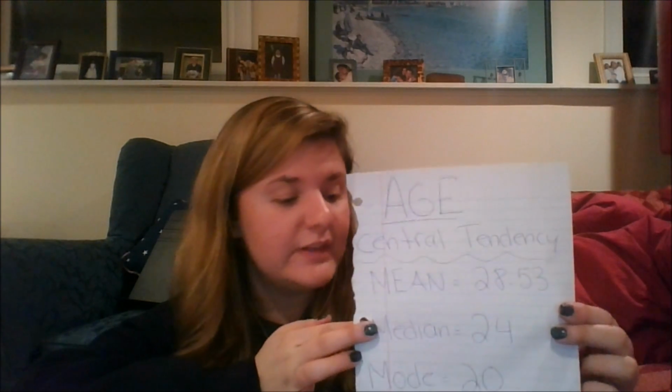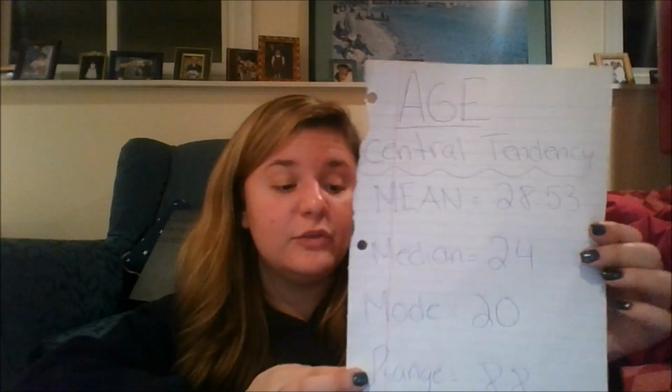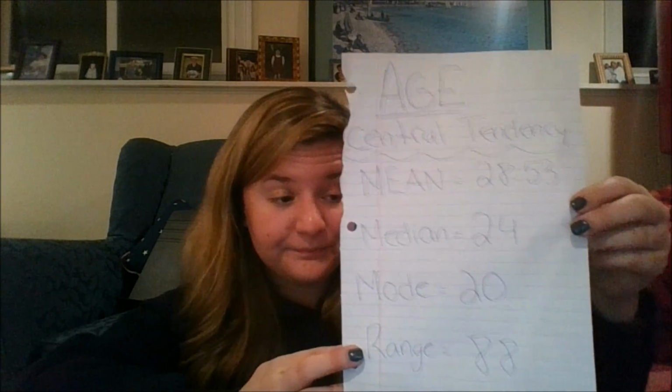Then you have the median, which is the centermost number in the set of the data. So if you lined your numbers up from smallest to largest and you knocked off from each side, you would come up with the median when you met in the middle. And then it's 24. Then you have your mode, which is the number most commonly seen in the set of the data, and for age it is 20. And then you have your range, which is the number where if you take the highest age and subtract it by the smallest age, and here you would get 88.